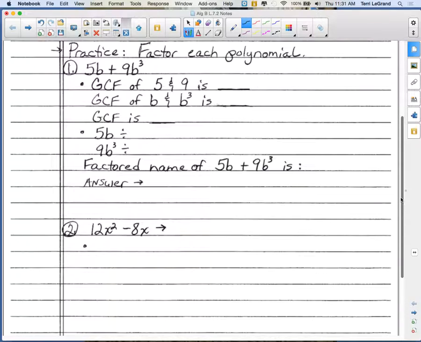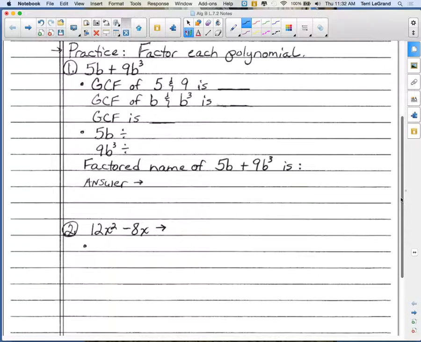Okay, so we're going to do the same thing we did yesterday. We're going to take the number parts and find the GCF. We're going to take the variable parts and find the GCF. Then we will multiply those together, and we'll have our GCF of that polynomial.